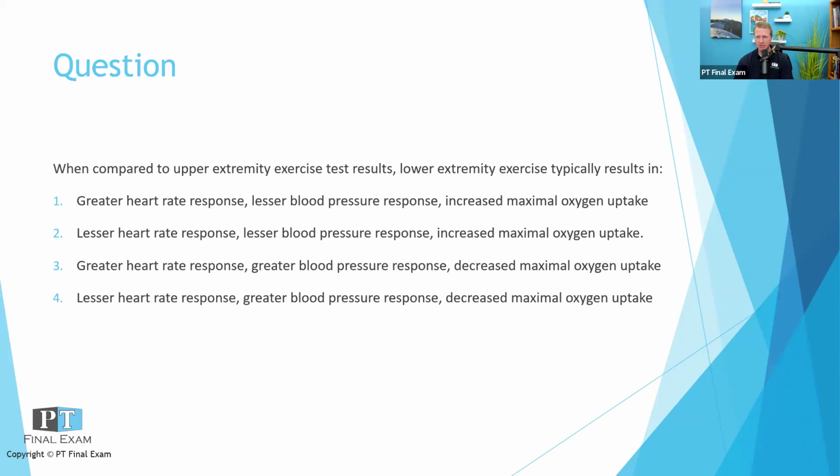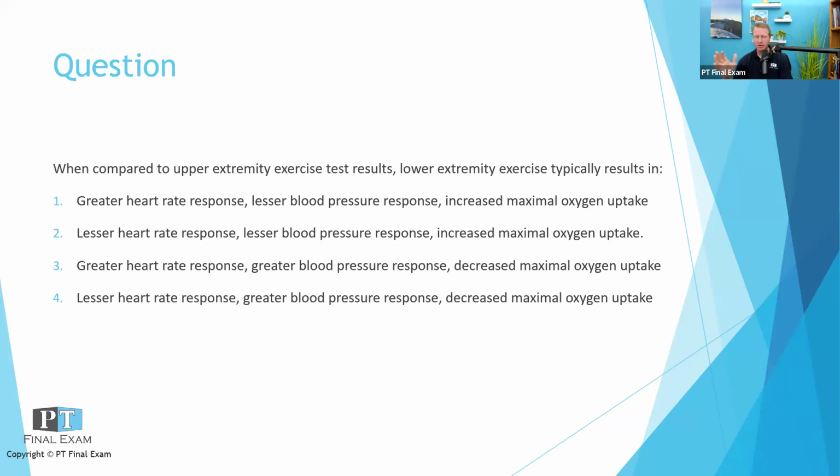All right, and time. So this one, the question says, when compared to upper extremity exercise test results, lower extremity exercise typically results in, and we have a lot of mix and match items here: greater heart rate response or lesser heart rate response, greater or lesser blood pressure, and increased or decreased maximal oxygen uptake. Now, I'll show you what I get to see on my end. I'll just share the statistics here. So here we go, share results. You should be able to see the proportion of students that answered each item. You'll see that there is quite a spread among all of the answer options here.